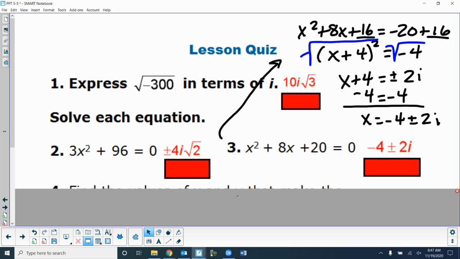Yeah, but since it was negative, it's 5, right, so plus or minus 7i for that one. And then the last one, number 24, you had to subtract 27 and divide by 3, so you get x squared equals negative 9. So it's like number 6 then, plus or minus 3i.